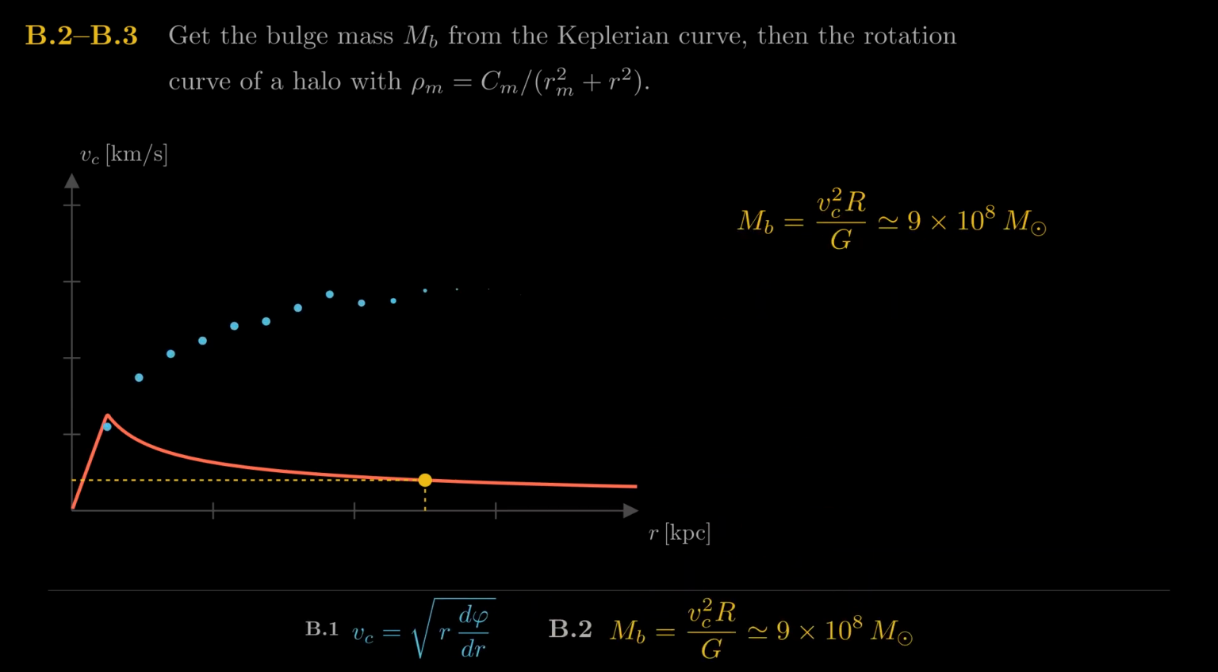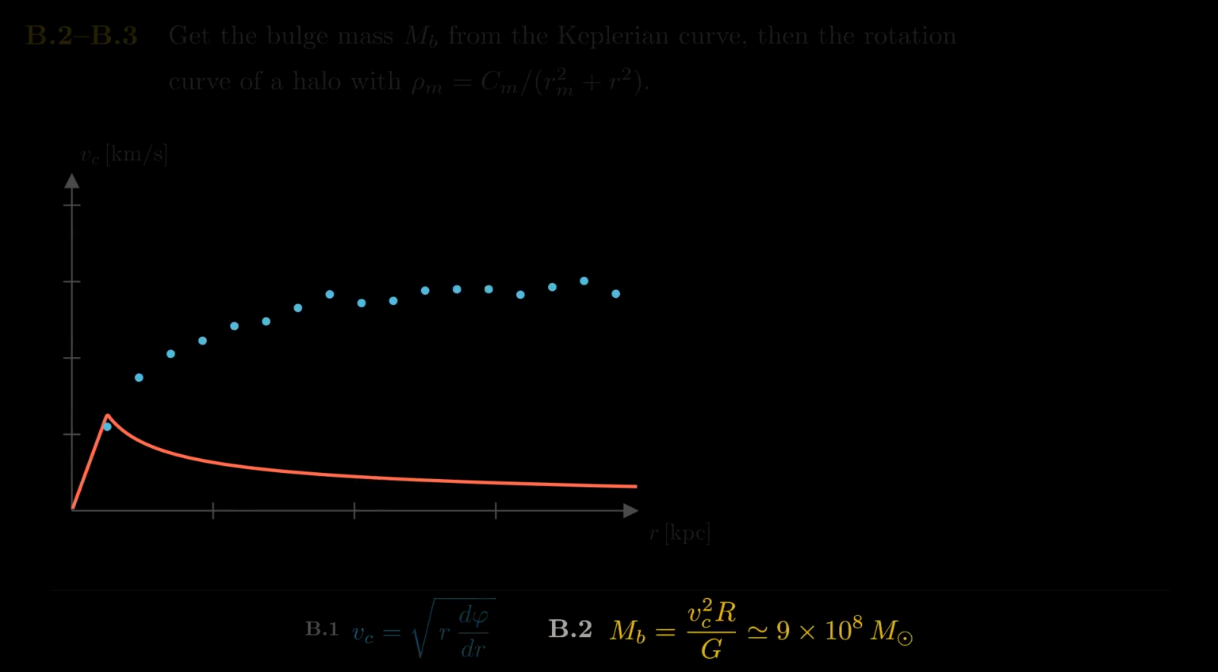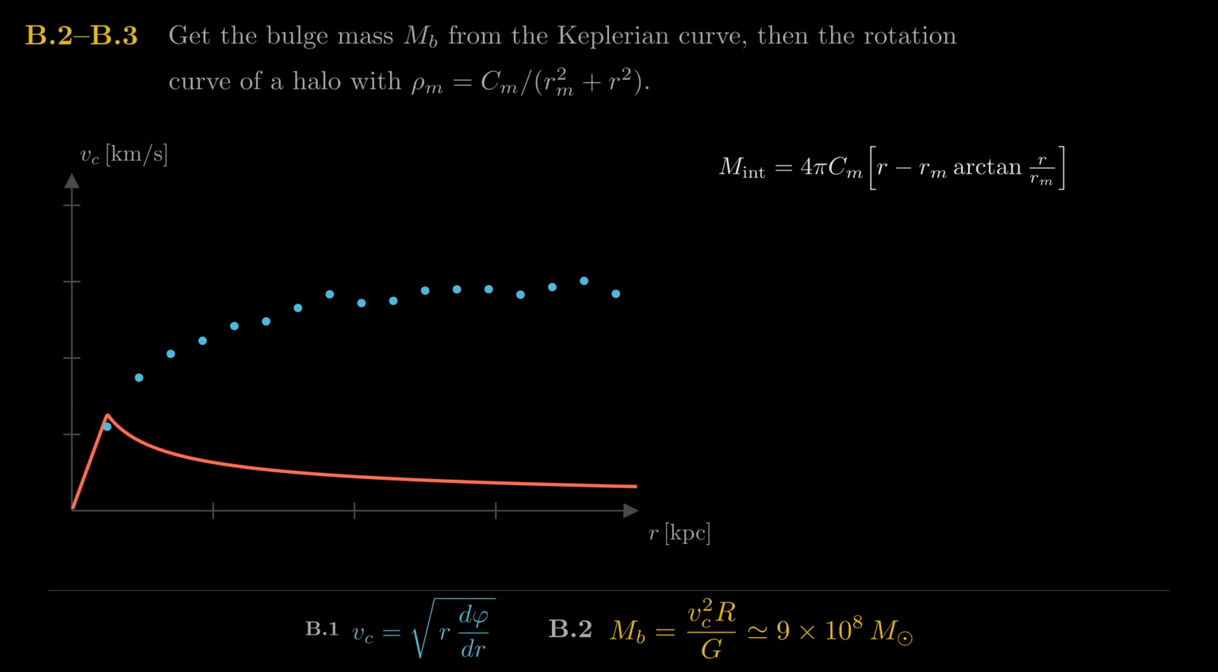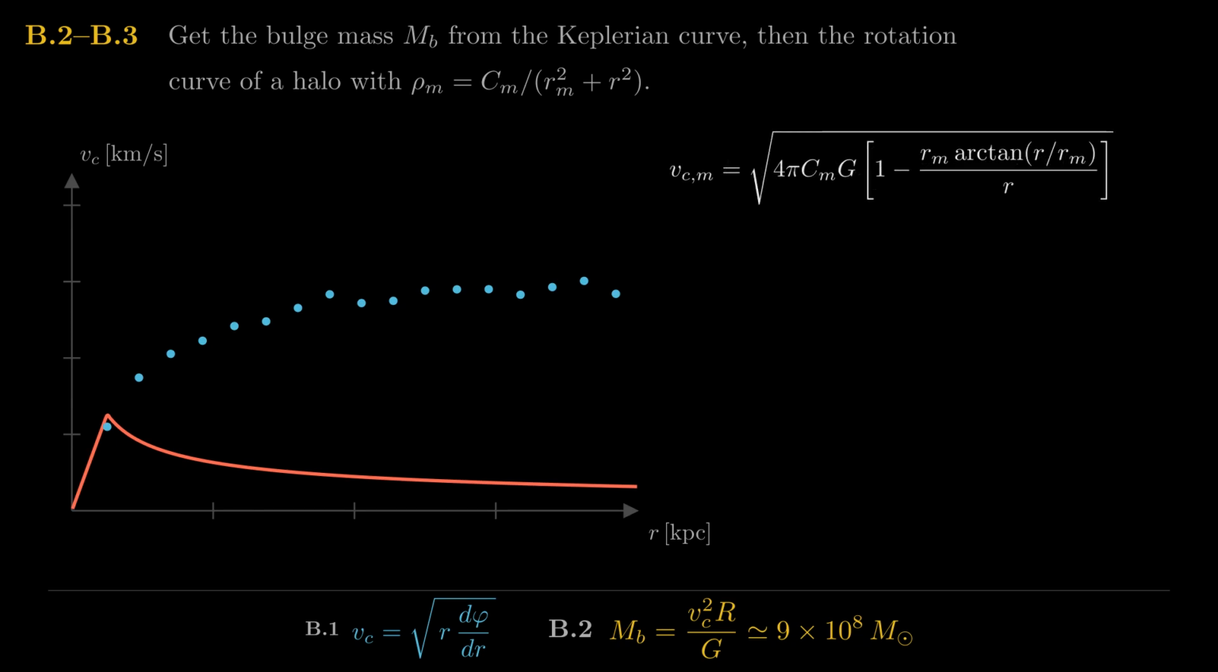And here is what the sky actually says. The points do not fall off. They stay flat, all the way out to where there are almost no stars left. So try a halo whose density falls like 1 over r squared. Integrate it. Gauss, then circular orbits, and out comes the rotation curve.